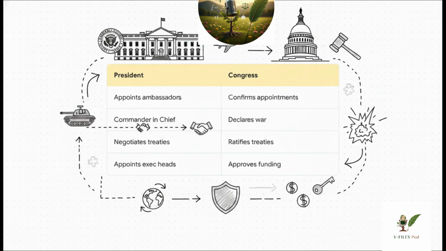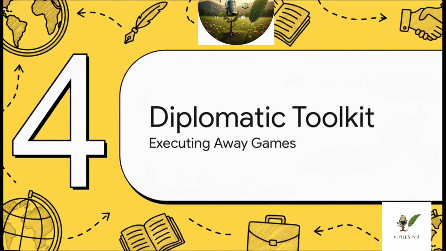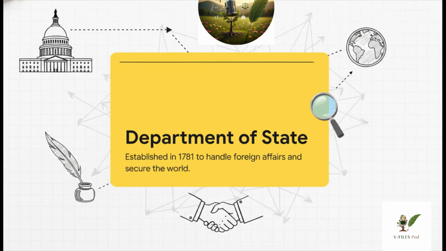And perhaps most importantly, Congress holds the purse strings. They approve the federal funding for defense, foreign aid, and the State Department. Neither branch can run a play without the other's involvement. Section 4, the diplomatic toolkit. Executing away games. So we know the goals and we know who holds the power.